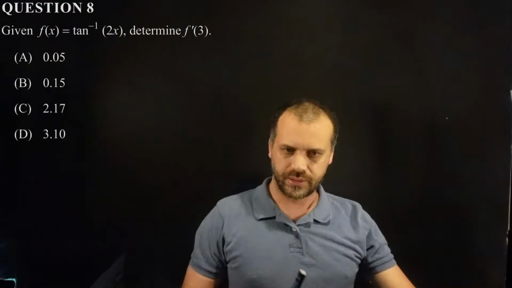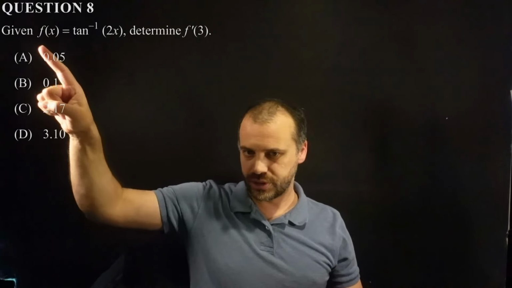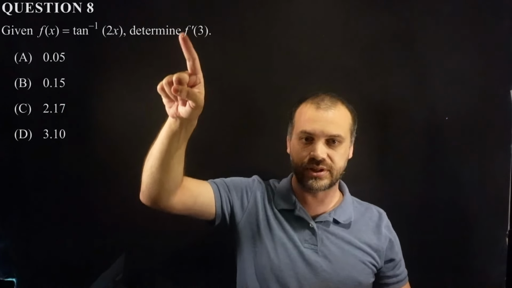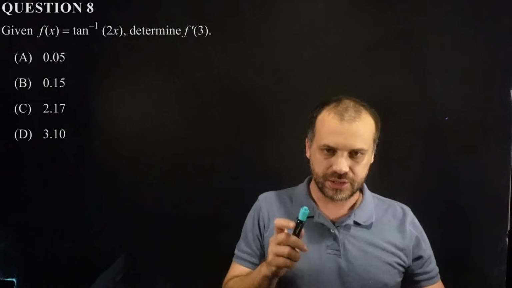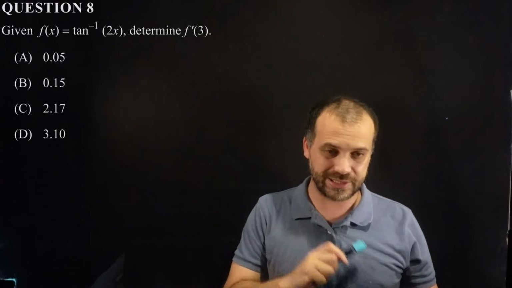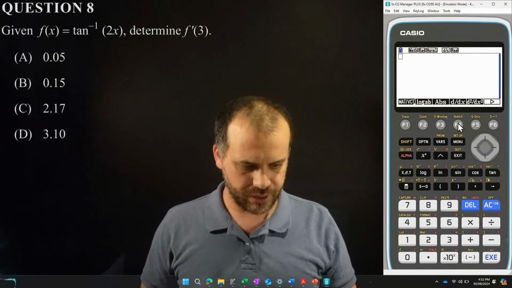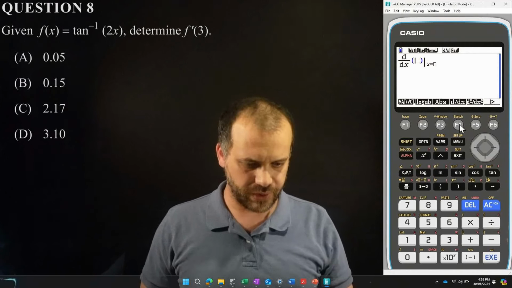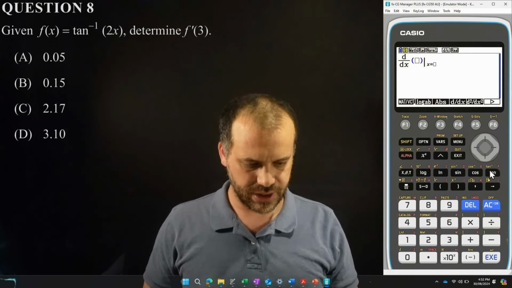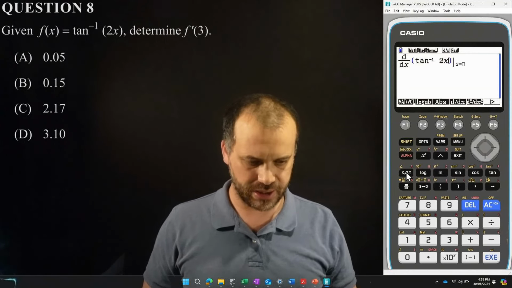Next question. So here's a fun little question because your calculator will do the whole thing for you. We're told f of x equals inverse tan 2x, and we're trying to determine f dash of 3. So we're putting 3 into the derivative of this function. Let's do it, calculator. So here's my calculator, and I'm going to go math, and I'm going to put the derivative in there. So the derivative of shift tan and 2x is what we want, so x there.